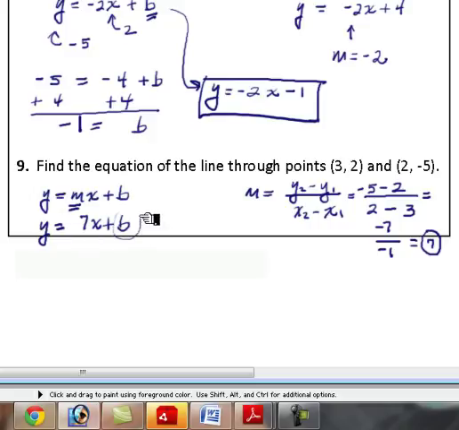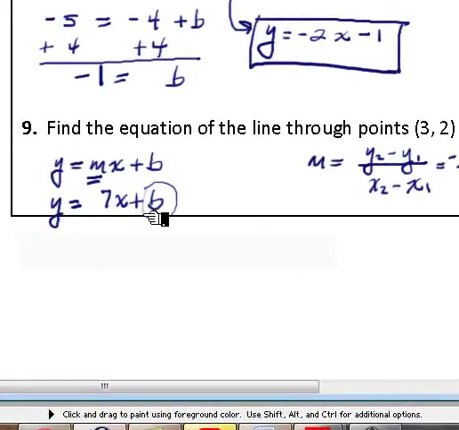And now we only have to find b. So let's use one of these points. Either one will give us the same equation. So I'm just going to pick the first one, and I'll substitute x equals 3 and y equals 2 in this equation, and then solve for b. So that is x equals 3 and y equals 2.